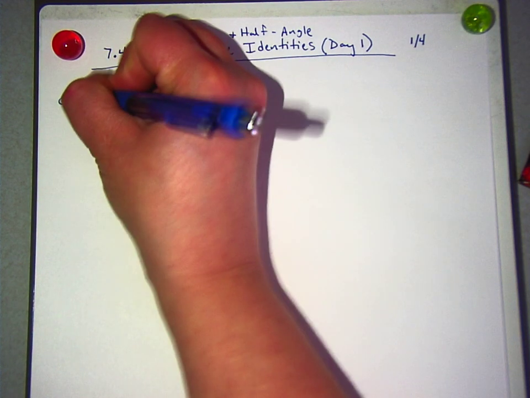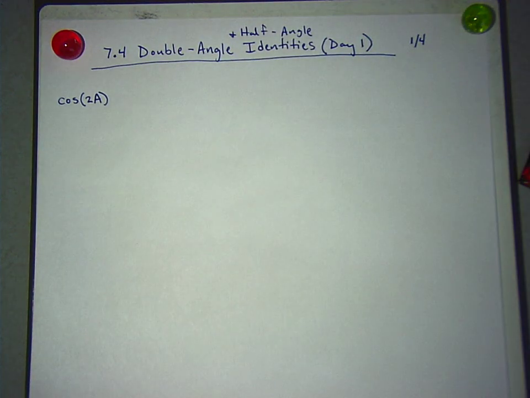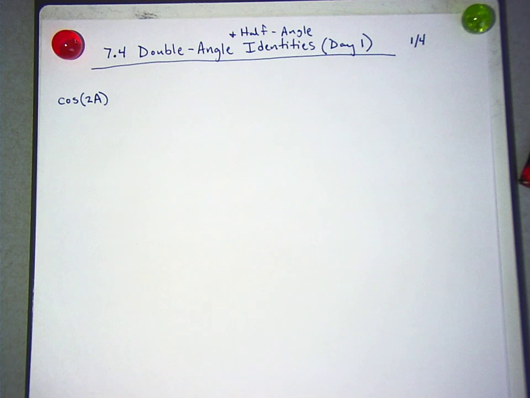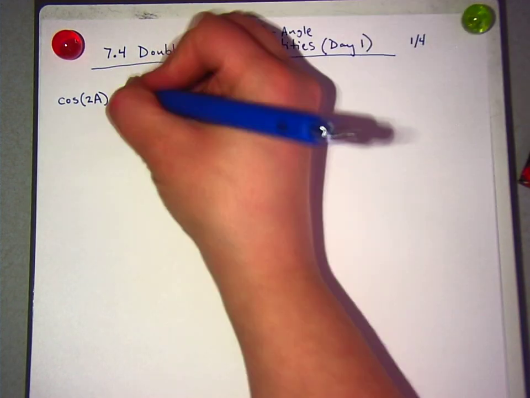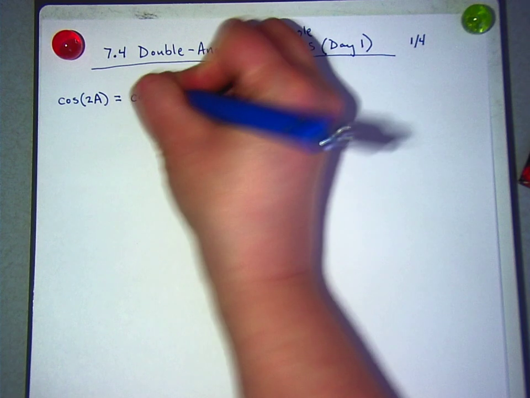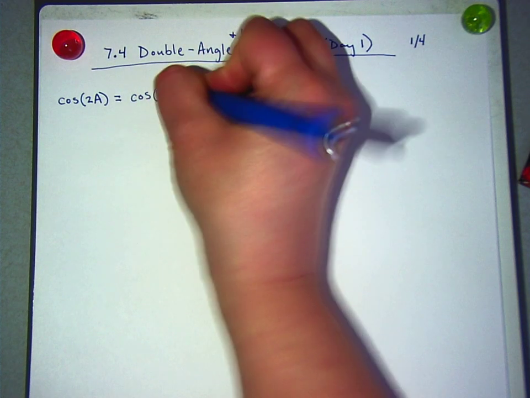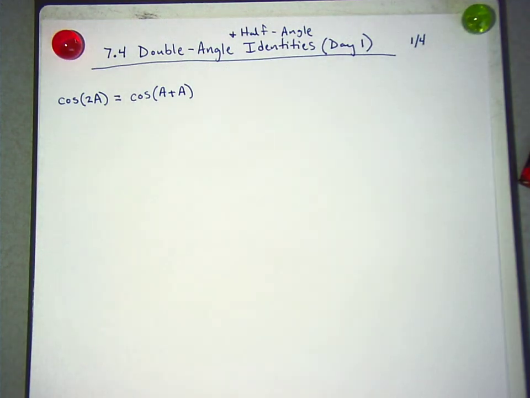So a double angle identity, just like before when we were saying that like the cosine of a plus b, those were the addition formulas, right? This is just doubling an angle. So I'm going to prove it to you like this. Here's how we're going to derive it. I'm going to say that cosine of 2a is the same thing as cosine of a plus a. Do you guys agree with that?